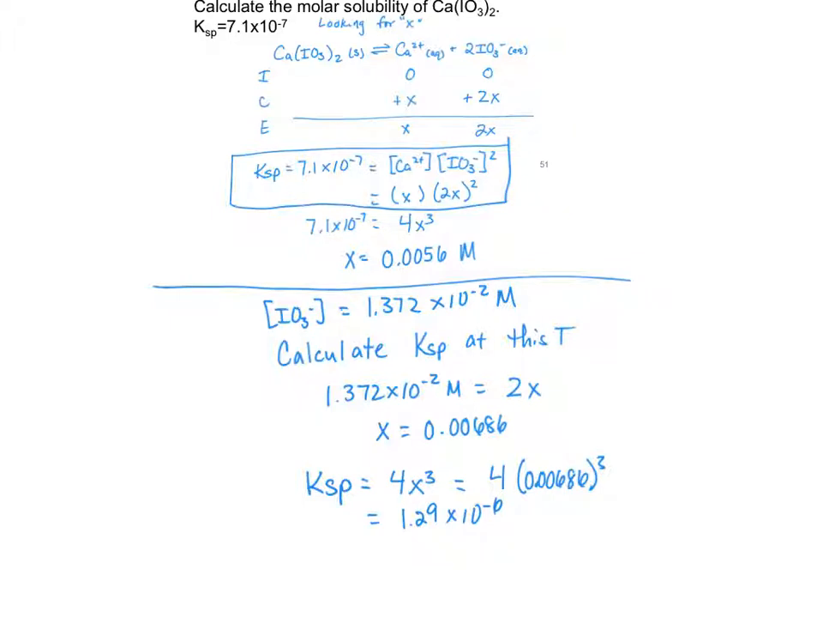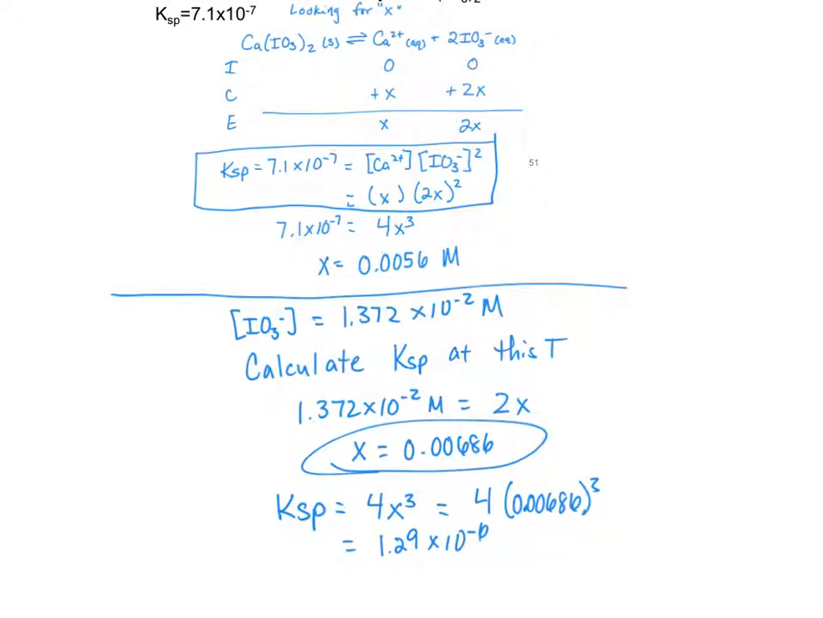That makes sense? So here, because of the number of ions that are formed with the calcium iodate, we aren't actually given the molar solubility. We're given the equilibrium concentration of iodate. At this temperature, our molar solubility is higher than it was in the previous example. And then you can solve for KSP.